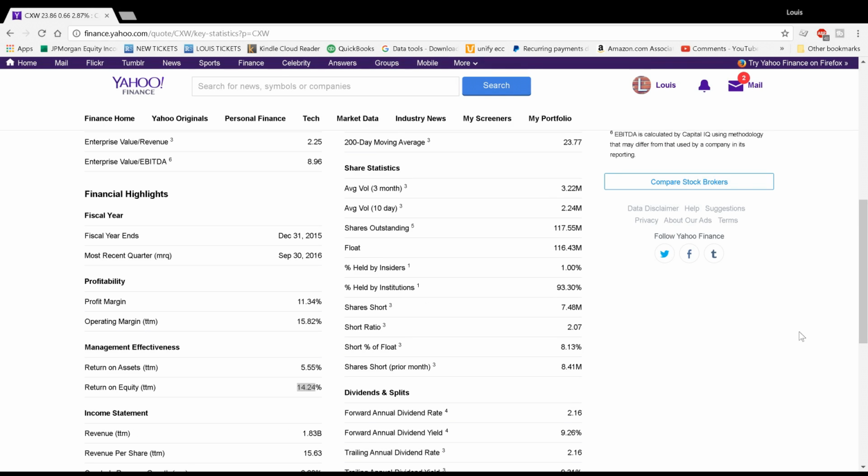Now, do keep in mind that different industries are going to have different rates for things like return on equity.